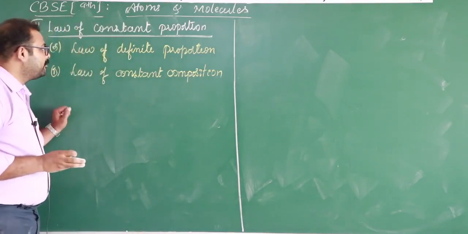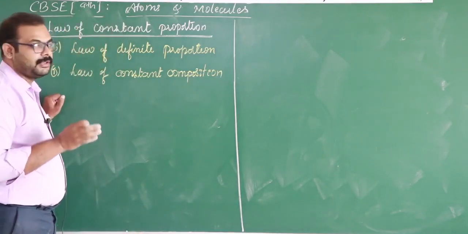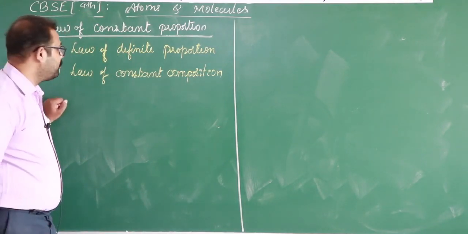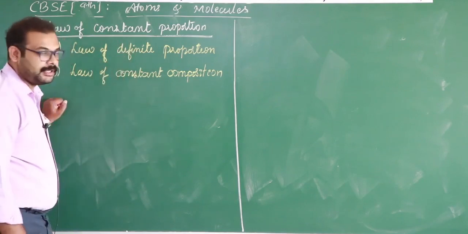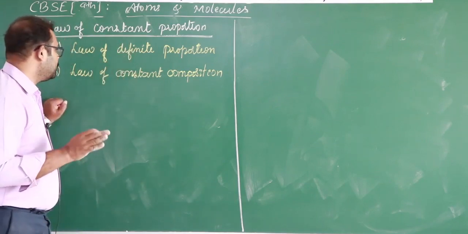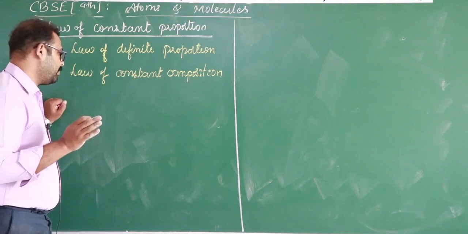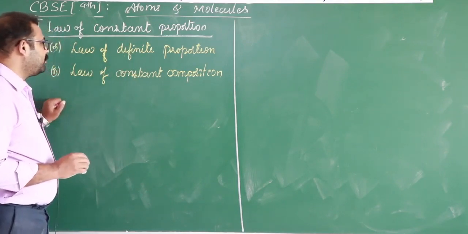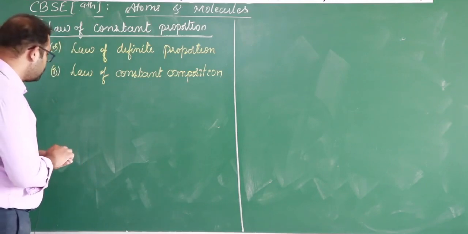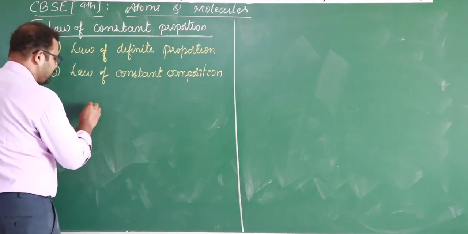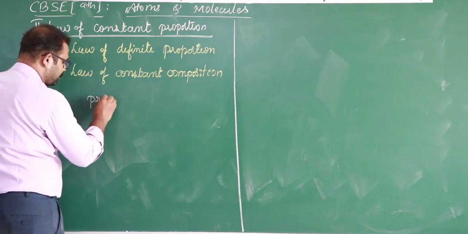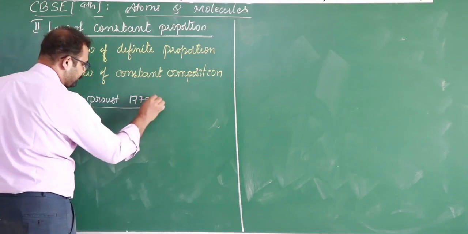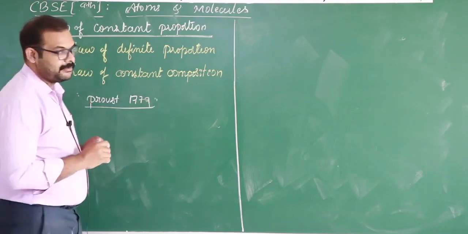So we have discussed three laws. One is the law of conservation of mass, the second is the law of constant proportion, and the third one is the law of multiple proportion. In that we had discussed the law of conservation of mass. Now the second law is the law of constant proportion. This law is also called definite proportion or constant composition. Okay, and this law of constant proportion was given by a scientist called Proust in 1779.